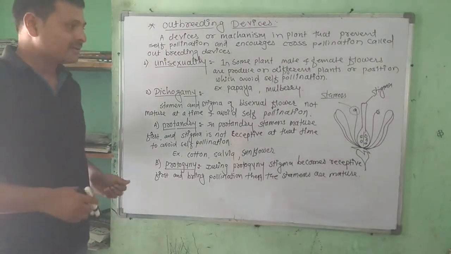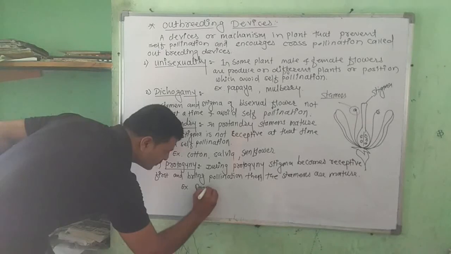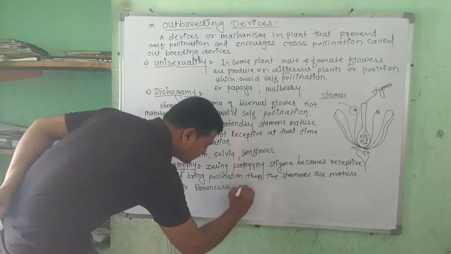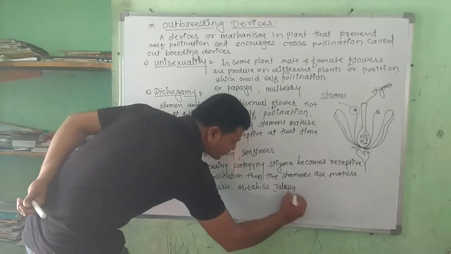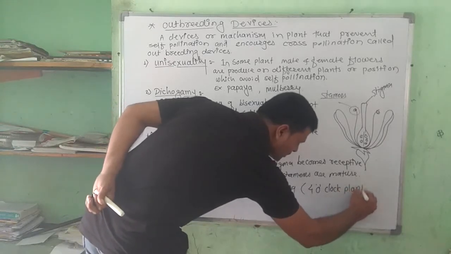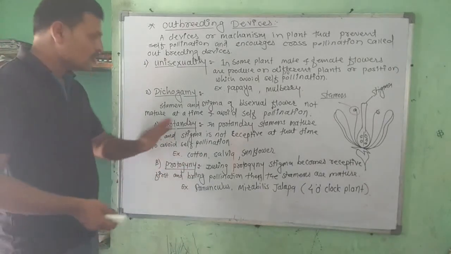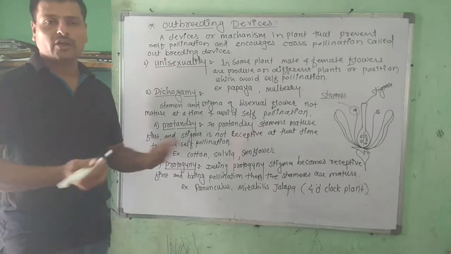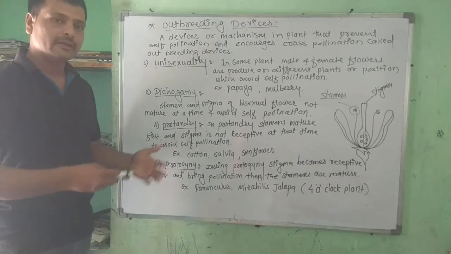It is found in plants such as Ranunculus and Mirabilis jalapa, also called the four o'clock plant. So these are where self pollination is avoided by protogyny. So these are the two devices, unisexuality and dichogamy. Other than these, there are several more outbreeding devices that will be learned next.